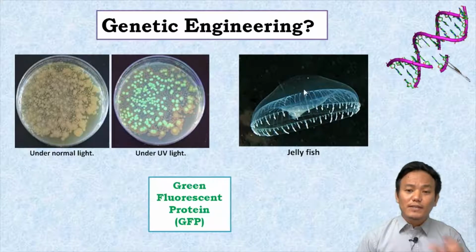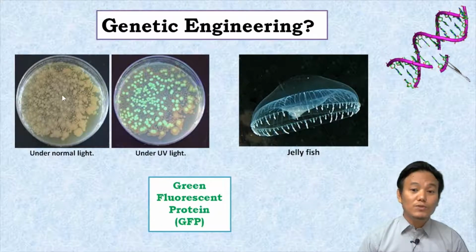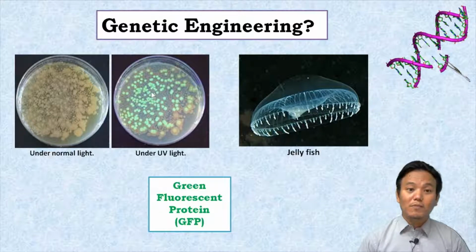What the scientists did was identify the gene for green fluorescent protein, extract the gene, and somehow introduce the gene into the bacterial genome, thereby making the bacteria capable of producing green fluorescent protein, and therefore these bacterial colonies are glowing under UV light.